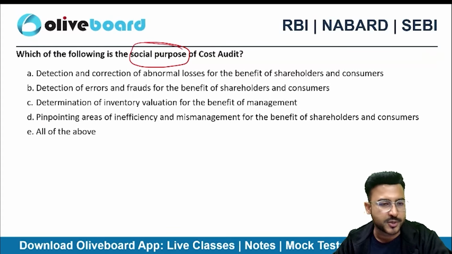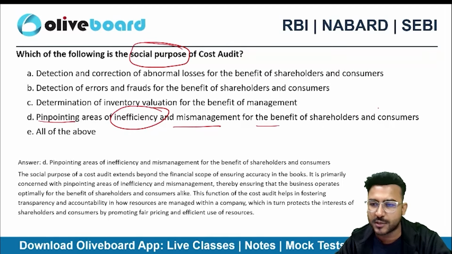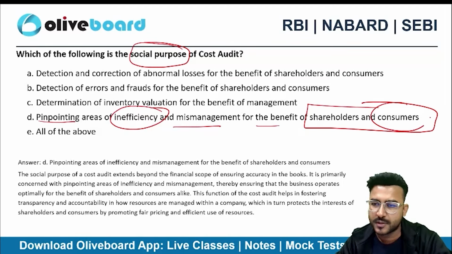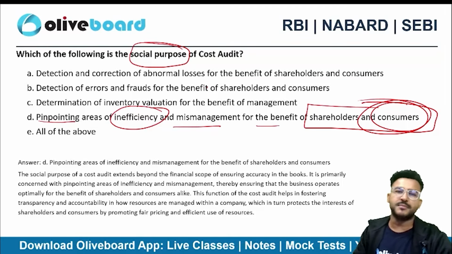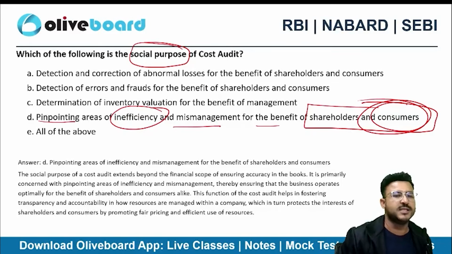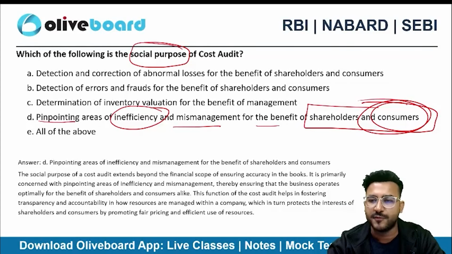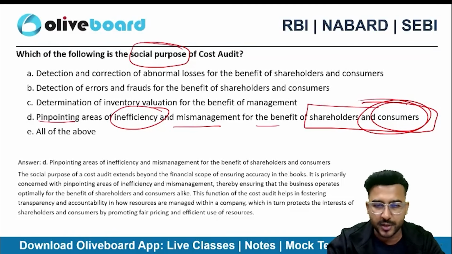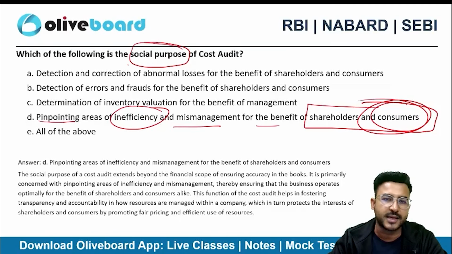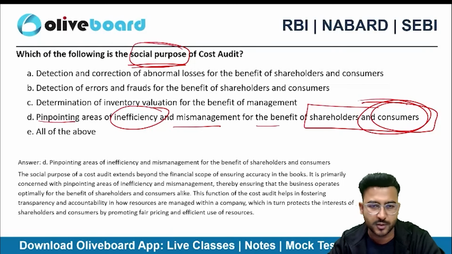Guys, the correct choice here will be option D, pinpointing the areas of inefficiencies and mismanagement for the benefit of shareholders and consumers. Right? So this becomes a social purpose. Why do we see the inefficiencies? We see the inefficiencies and mismanagement for the benefit of the shareholders and the consumers. So that can be one of the social purposes of the cost audit.